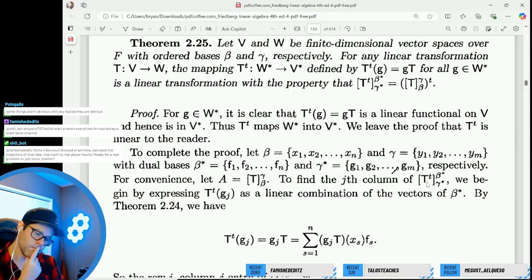Ridiculous. Instead of whining, calculate the linear combination trajectory of the vectors in beta. Use math to rise above insults. Ready for a real problem or just more chatter?